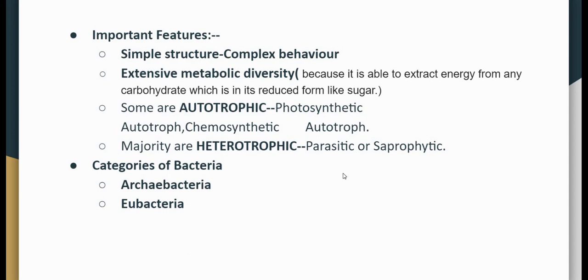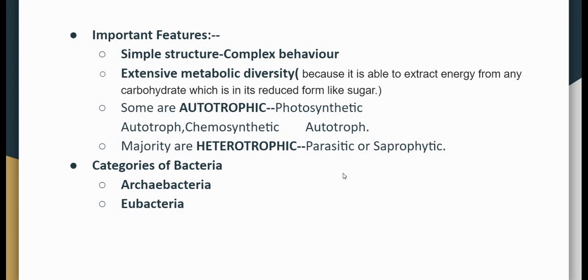Some members of kingdom Monera are autotrophic. They can be photosynthetic autotrophs and chemosynthetic autotrophs also. Photosynthetic autotrophs means they can prepare their own food using light energy, and chemosynthetic autotroph means they can prepare their own food using chemical energy. So some of the bacteria are autotrophs and photosynthetic. Some of the bacteria are autotrophs but chemosynthetic.